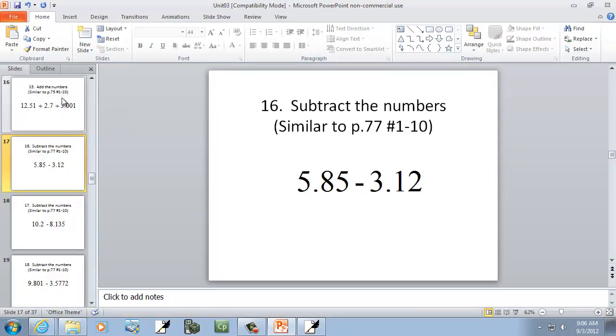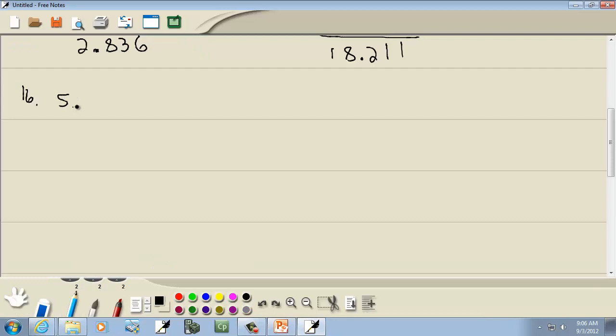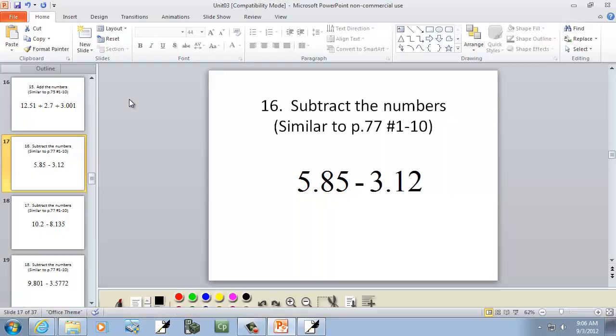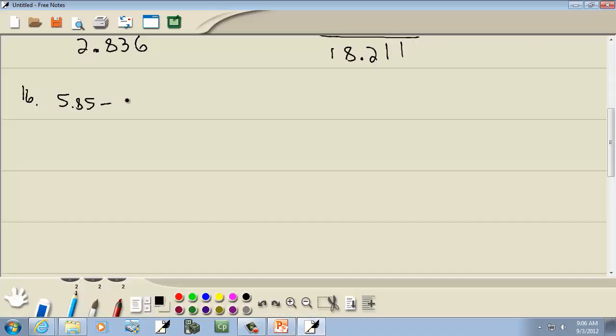We got 5.85 minus 3.12. Now again, I'm going to line these up so the decimal places are lined up, like this, and just subtract like normal.